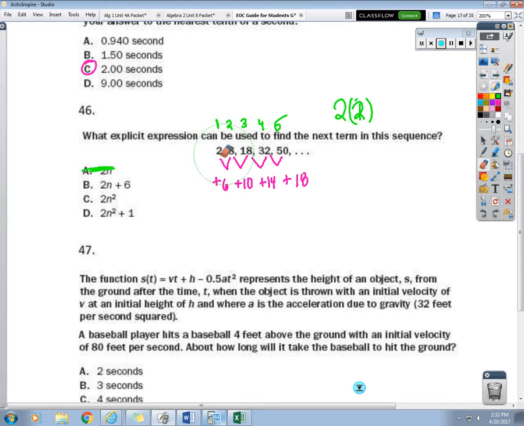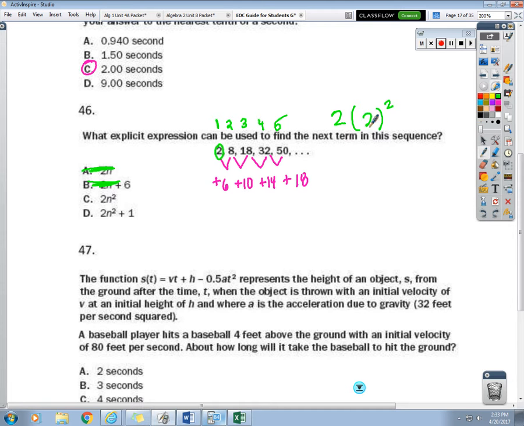So then I would try it with 2n plus 6. If I plug in 1 for first term, does 2 times 1 plus 6 really create the first term? No, so it's out. Then I would try it with the third expression, 2n squared. I would plug 1 in the n place. What's 2 times 1 squared? 1 squared is 1, 1 times 2 is 2. So it created the first term. It worked. Now let's plug in 2 for second term.